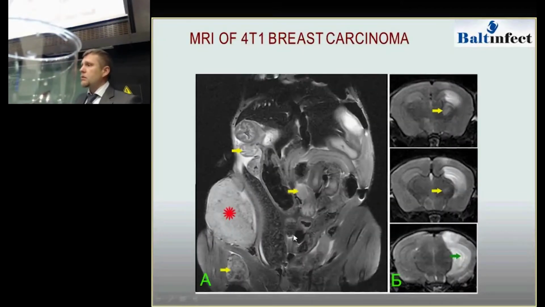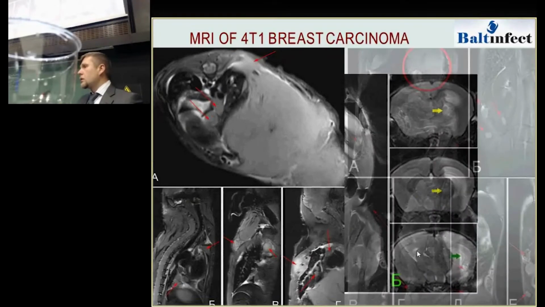And here you can see metastasis. You can see metastasis on lymph nodes, on intestinal, and in brain. This carcinoma produced metastasis in brain. About 10% of mice demonstrated brain metastasis. So now we are working on obtaining the clone which could preferentially metastasize to the brain.